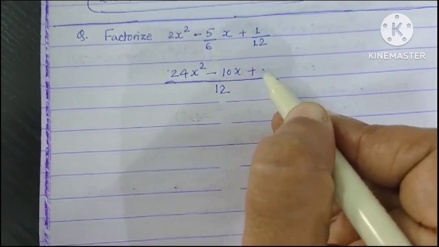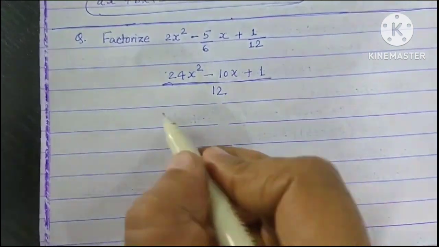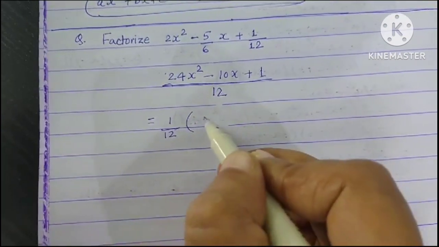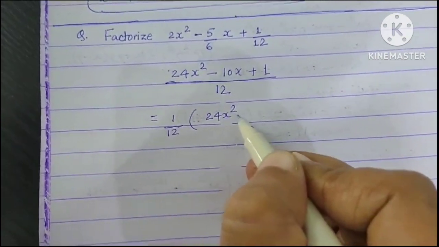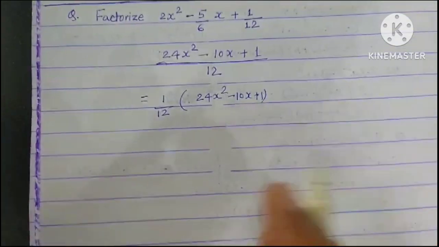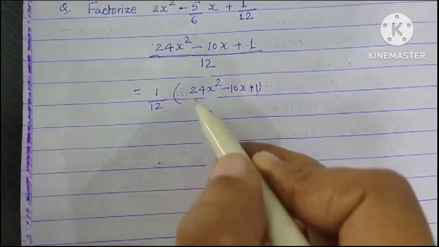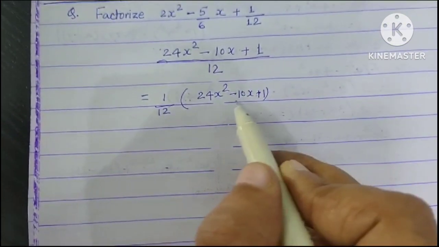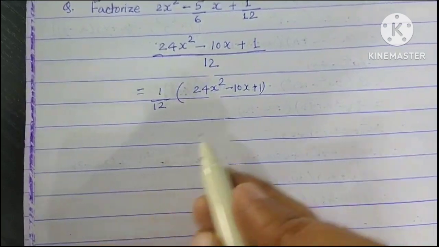10x, and plus here it will be 1. Now we can write it as 1 by 12, 24x square minus 10x plus 1. So we have to factorize this one. Let us keep this aside and focus on this expression, 24x square minus 10x plus 1.